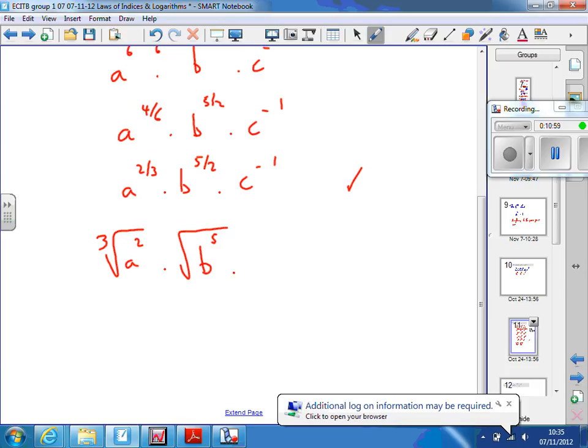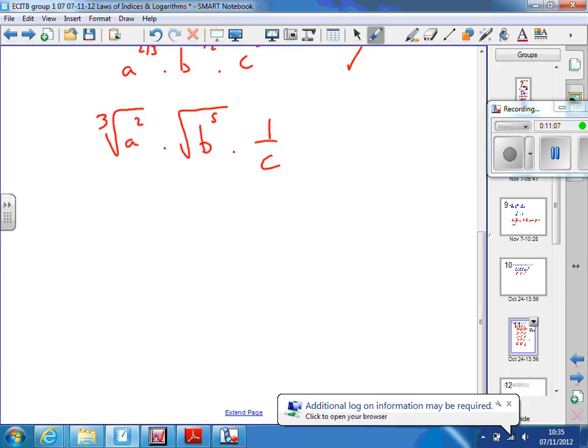Minus means the inverse. So 1 over c could be written like that. Which means that finally I can write this as a squared, the cube root of a squared, times the square root of b to the 5, all over c, because I can divide by c. So I could rewrite it like that.